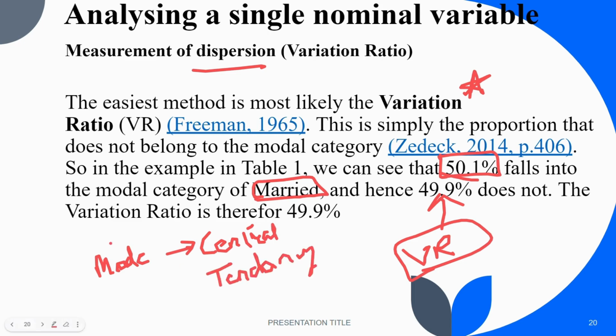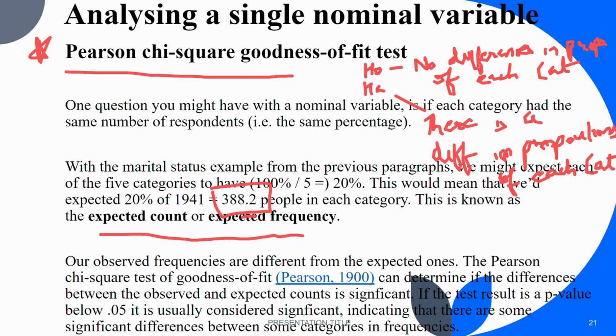So it is useful to know how to calculate the mode, how to calculate the variation ratio, and how to apply the Pearson Chi-Square goodness of fit test on the data, which we will see in the subsequent video. So keep watching. If you have any questions, then don't hesitate to put them in the chat and we will solve those questions in the coming video.